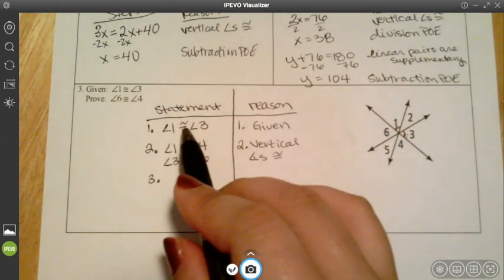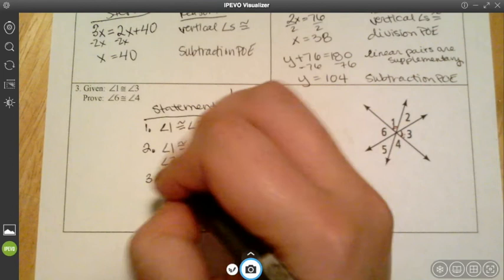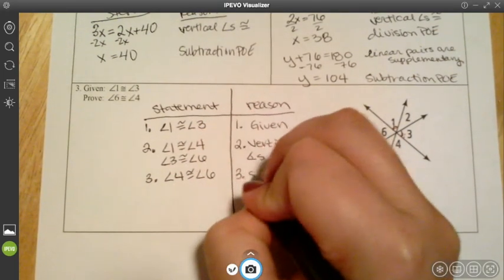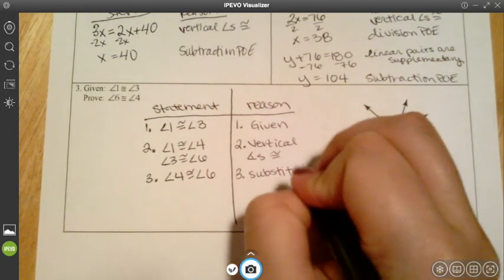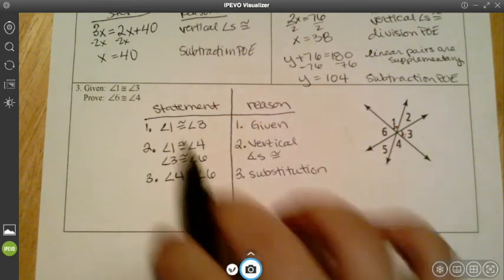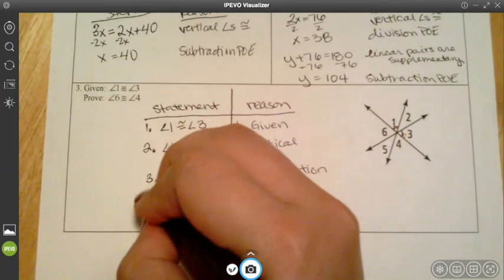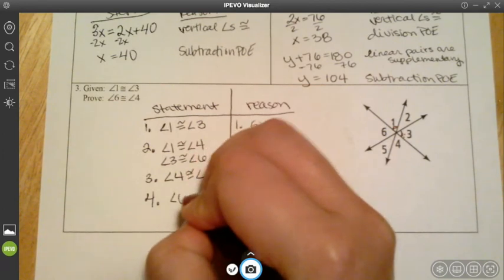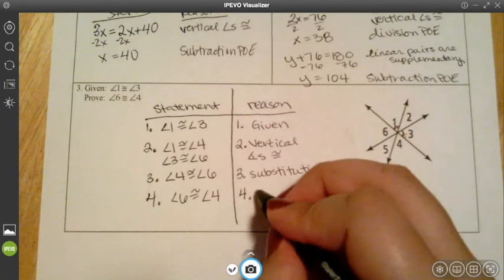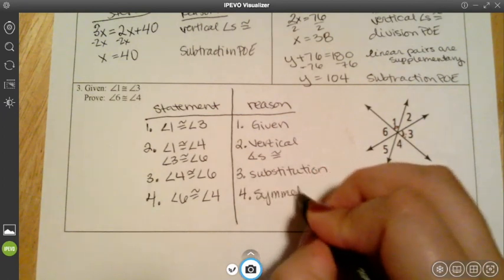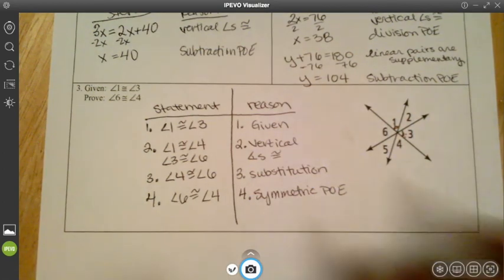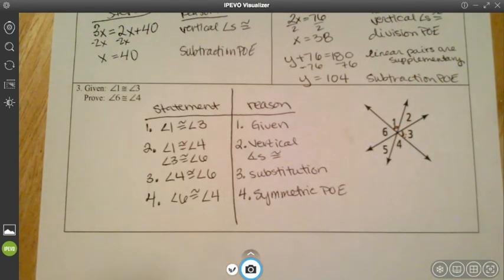Our next step, we want to substitute. We want this equation, but with our new angles. So we say angle 4 is congruent to angle 6 by substitution. But that doesn't match our proof. So we want it to be 6 and then 4, so we need to switch them. Angle 6 is congruent to angle 4. And how do we do that? That is by symmetric property of equality. Now they match exactly, so we are done.